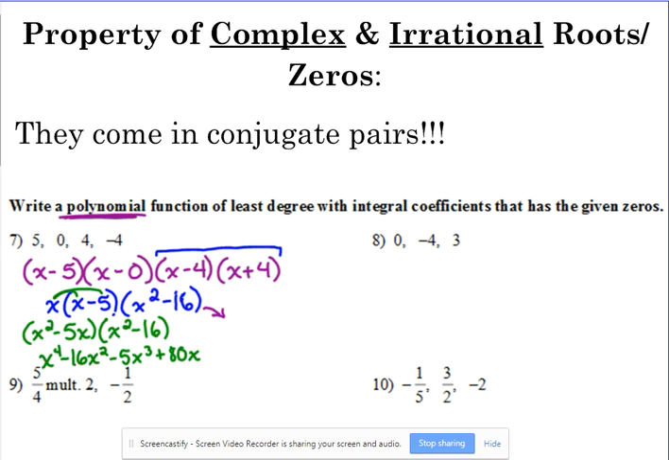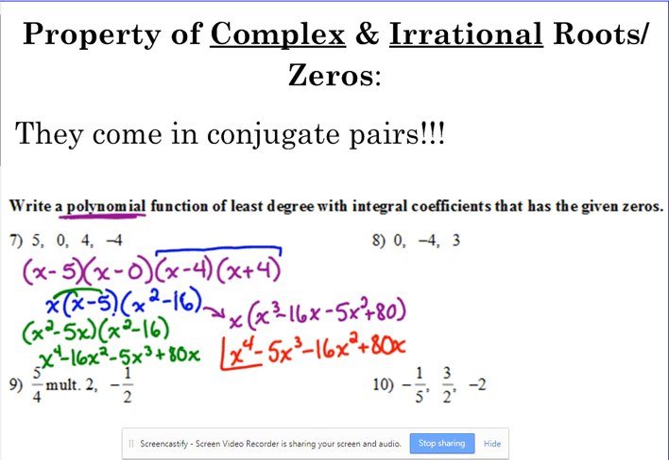We could have kept the x in front and FOILed out the x minus 5 and the x squared minus 16 and gotten x cubed minus 16x minus 5x squared plus 80. Okay, we would get to the same answer here and then distribute the x. So x to the fourth, I will write it in standard form here, minus 5x cubed minus 16x squared plus 80x. Either way, we get to the same result.